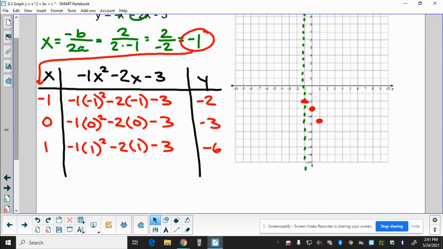1 and then -6. All right, so now what we want to do is reflect these points across the line of symmetry. There's one there. There's the other there. Draw a nice curve. Notice this one's upside down. The implication of that is the fact that a is a negative number.